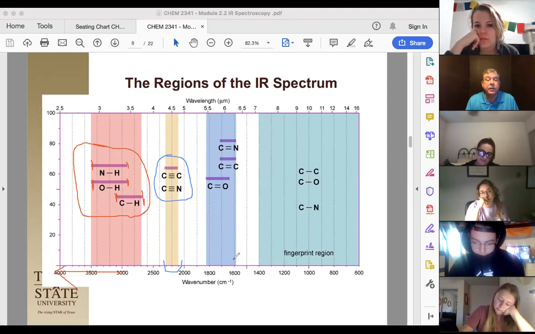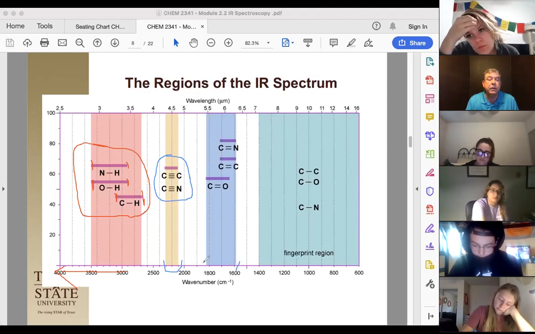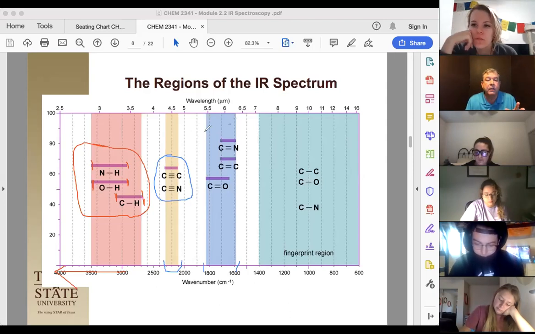Okay. The next zone here is about 1600 to a little over 1800, and that's where we find our double bonds. All of our double bonds are going to be found in this range here.